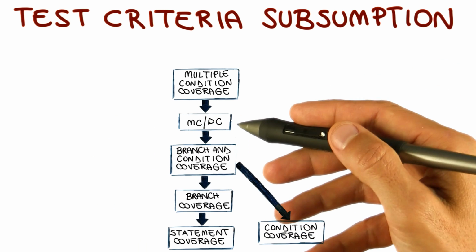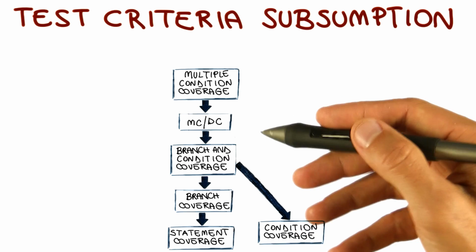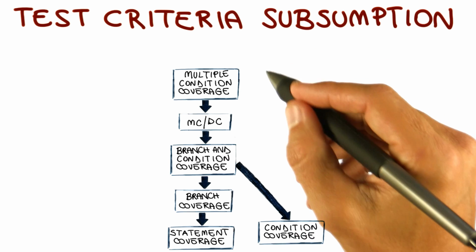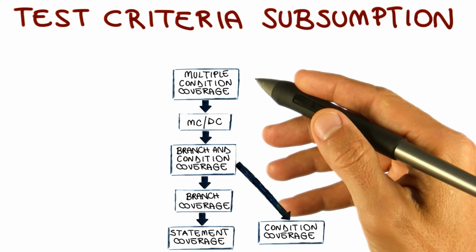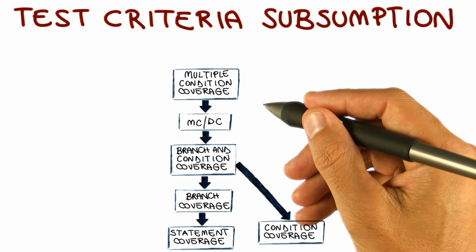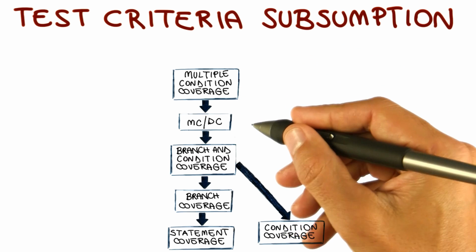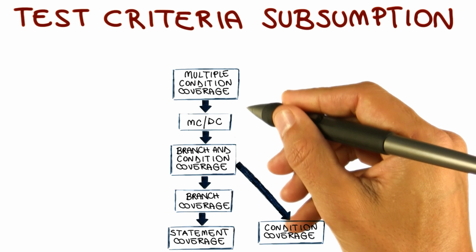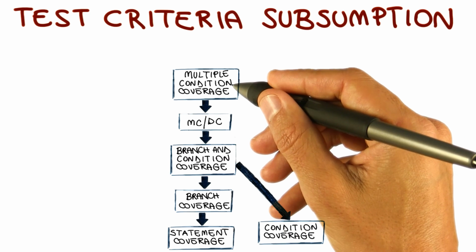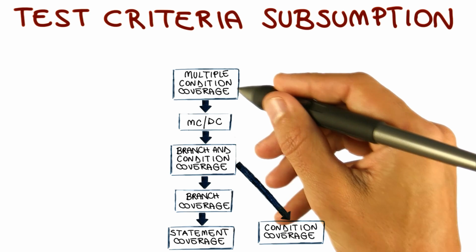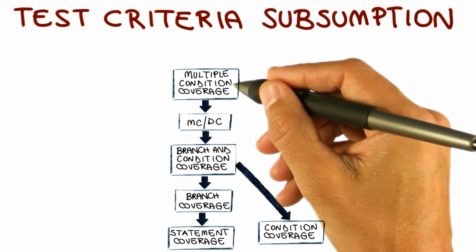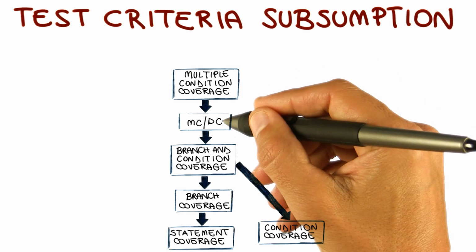Let me start with multiple condition coverage. As we saw, MCDC is a smarter way of doing multiple condition coverage in the sense that it doesn't consider all the combinations, but only the ones that are more likely to matter. As such, MCDC exercises a subset of the elements that multiple condition coverage exercises. Therefore, multiple condition coverage is more thorough than MCDC and subsumes it. It's also, as we saw, incredibly more expensive.